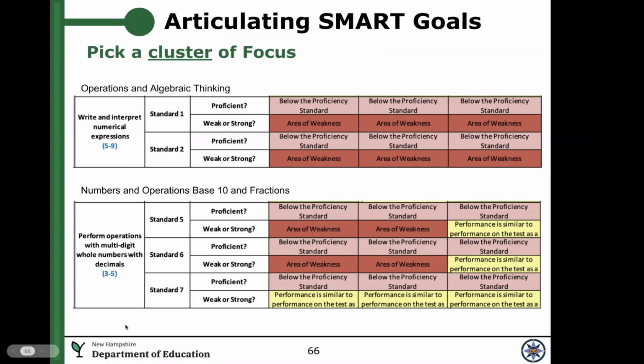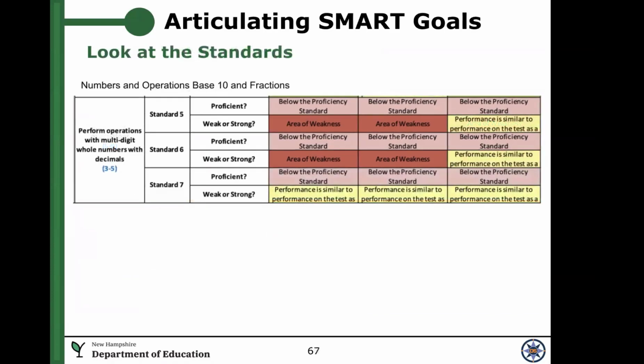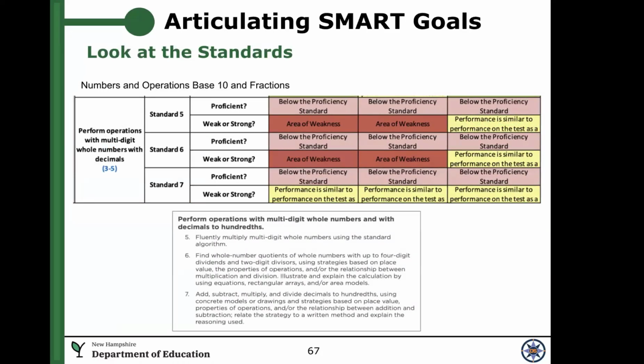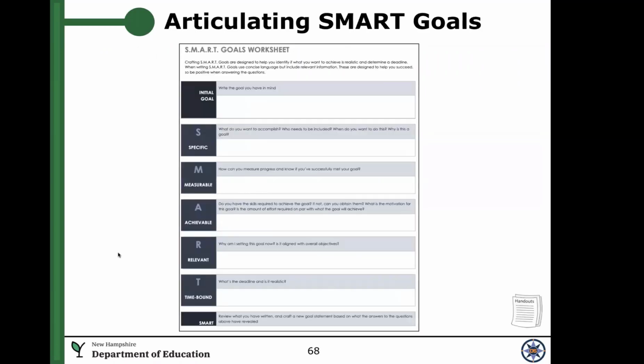So as we go here, I want to pick a specific cluster. For me, I'm going to pick this one: perform operations with multi-digit whole numbers and decimals. I'm pulling that information out and I'm saying, okay, let's take a look at this now. I want to look at my standards, right? What in the world is standard 5, 6, and 7? So here's my cluster of standards under numbers and operations in base 10. And this cluster has these particular standards in it. I want to make sure that I'm really understanding what those standards are, so I'm going to dig into those standards a little bit. All right. And then I'm going to create my SMART goals.